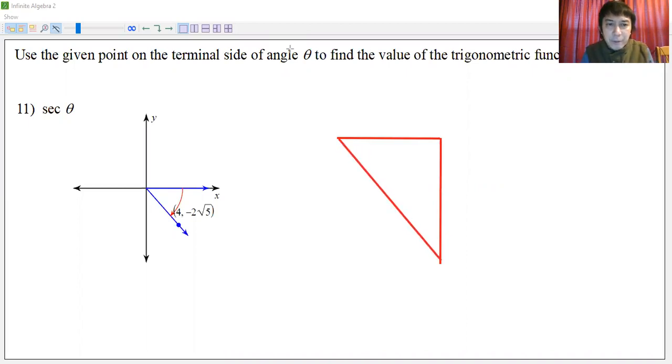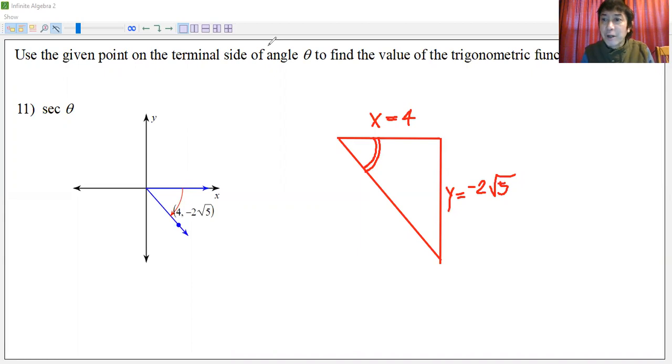This will be our reference triangle. Our x is positive 4. Our y is the vertical segment, which is negative 2 square root of 5. Now, where's our reference angle? Again, it's the angle made by the terminal side and the horizontal x-axis. So it must be this angle again. Our y is the opposite, our x is the adjacent.